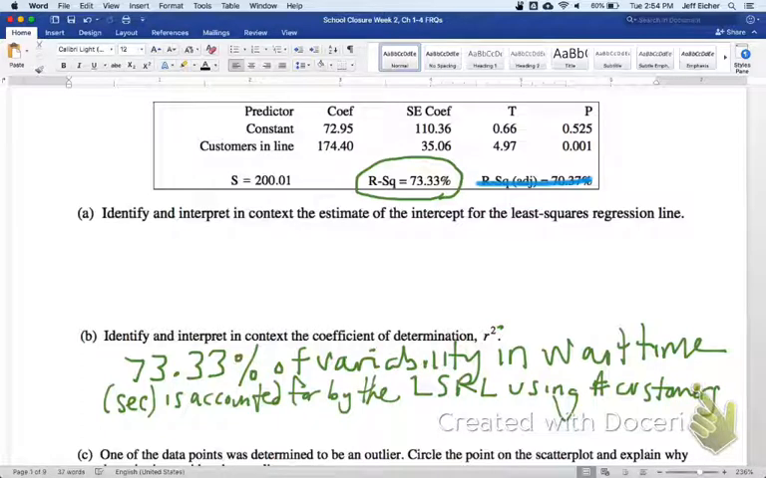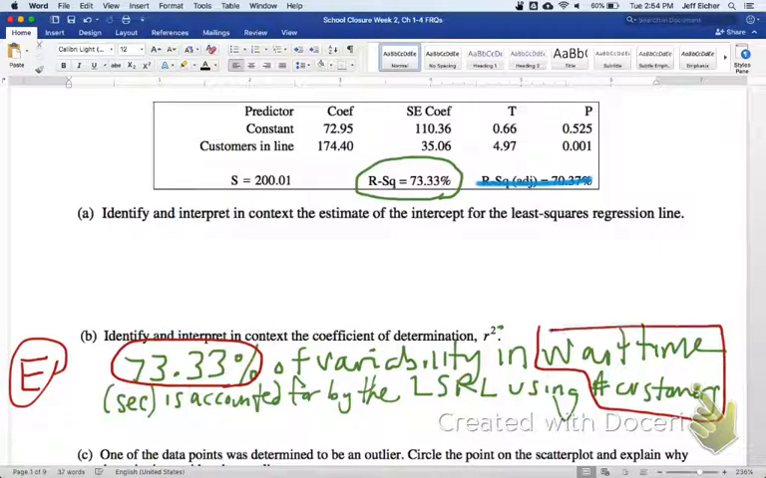But to get an E, you would need 3 things. You would need to get the r squared correct. You need to have context, so the waiting time and the customers. And then it has to be something about the variability in the response with the regression line. So get those three things, and you have another E. Now let's look at part C.